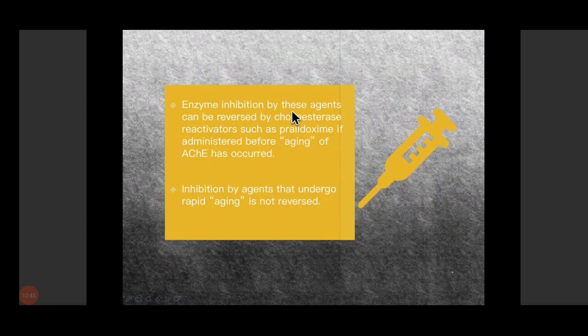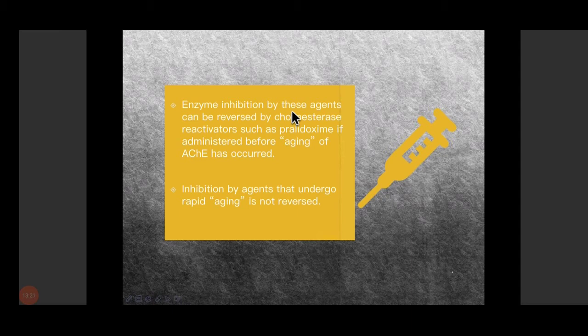Now, enzyme inhibition by these agents can be reversed by cholinesterase reactivation. One thing is cholinesterases, another thing is cholinesterase inhibitors. Now the third thing is cholinesterase reactivators. An example is pralidoxime, administered before the aging of acetylcholinesterase has occurred. Inhibition by the agents that undergo rapid aging is not reversed.